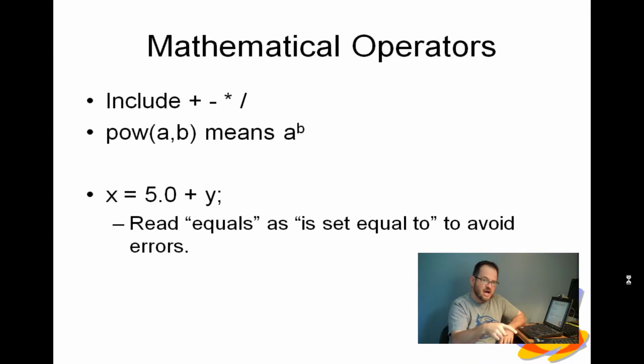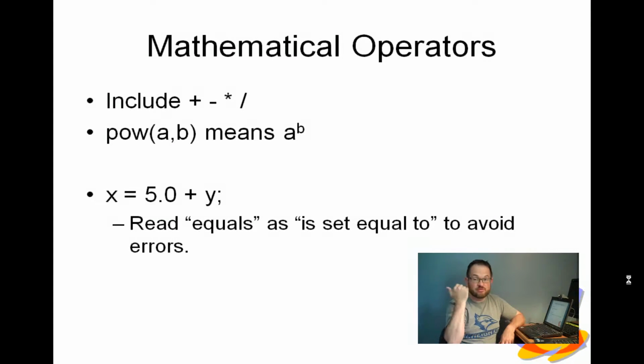X equals 5 plus y is not a math problem in this case. What we're saying is set the value x equal to 5 plus y. Whatever's in y, add 5 to it and stick that into x. Okay? So when the computer program hits that line, it goes and looks for the value of y, takes that value, adds 5 into it, and sticks that into x.